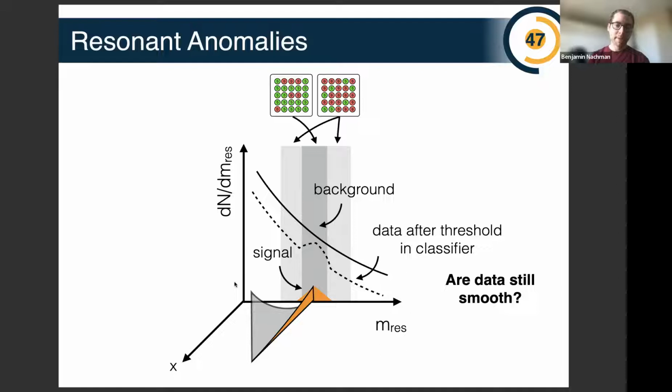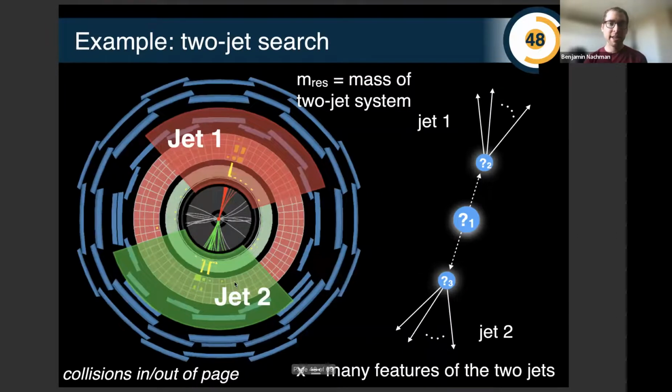and the bump would indicate the presence of a signal. Now, there are some interesting questions about what the classifier does to the background shape, and that's a talk for another time where I can talk about this idea of decorrelation, but I'm going to assume that's not a problem right now. Okay, so let me give you a very specific example.